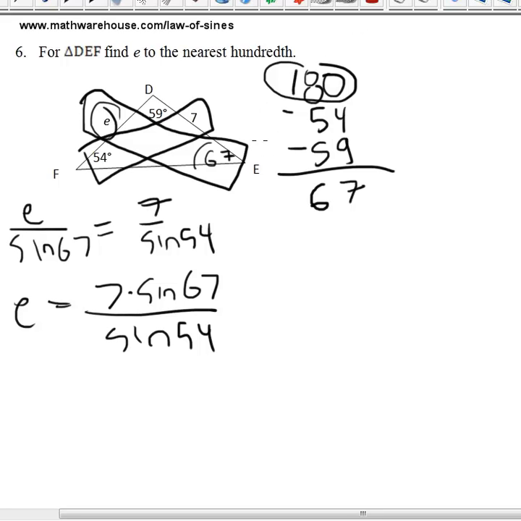And if we're going to round our answer to the nearest hundredth, the answer is 7.96. Okay, there's only one additional step in this kind of problem. If you're given two angles, just remember you can always get the third angle so that you have not only a pair of known opposite measurements, in this case the 54 and 7, but you can also get the angle opposite the side you're trying to find.